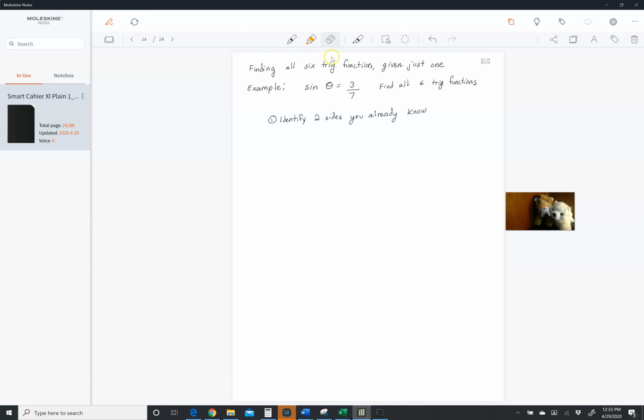Okay, well, sine is opposite over hypotenuse. So we know that 3 is the opposite side and 7 is the hypotenuse. Okay, so you're always going to know 2 sides because you're given one of the ratios, and each ratio gives you 2 sides. Second thing that you're going to do is you're going to find the third side.